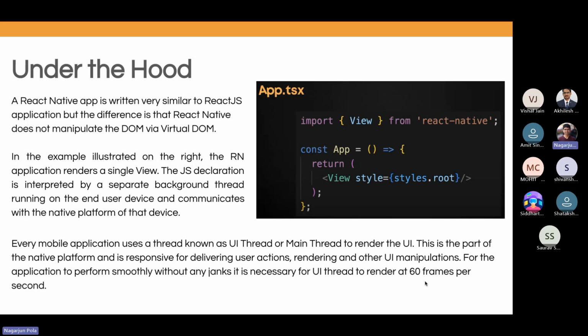So if the UI thread is not rendering at 60 frames per second, that's when you see jank. So when you are using an application, you click a button, but it takes some time to reflect. That's because the application is not running at 60 frames per second, right? So we need to be careful about what code is running on the UI thread and what we are doing on that thread.